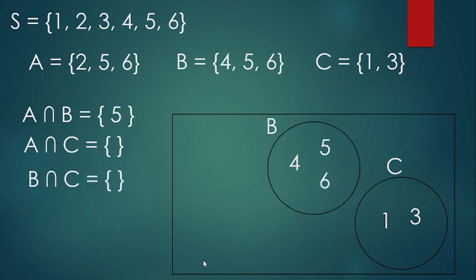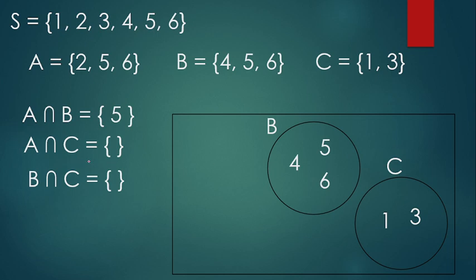All right, so how about B intersection C? We have 4, 5, and 6, and for the set C, we have 1 and 3. Do they share something that is common to each other? They do not share, of course. Obviously, we could see that they don't share anything.